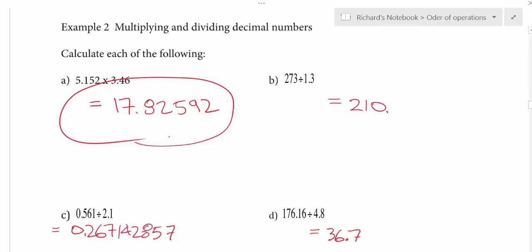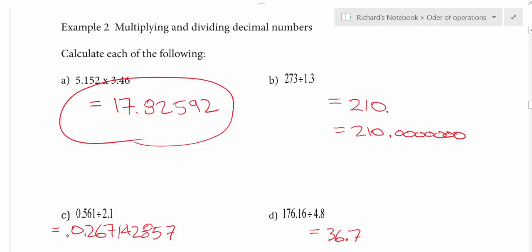In B, I'm doing a division, and your calculator might show 210, or maybe it shows 210.00000000. You see, the result of the operation of example B is a repeating decimal number. It's 210, or 210.0, or 210.00. The 0 repeats.